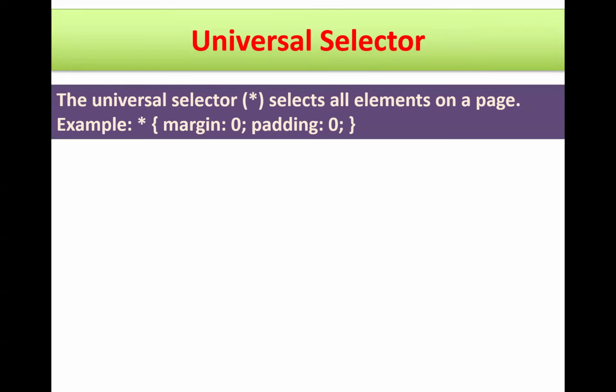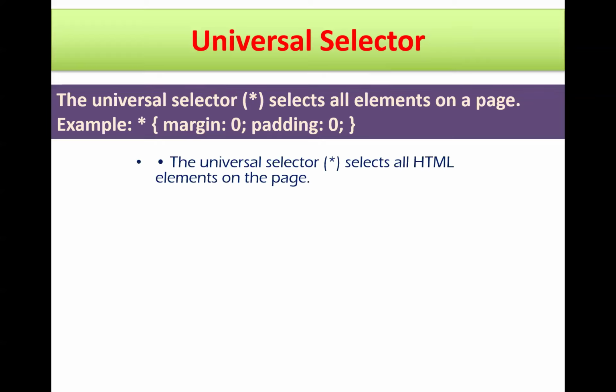Okay, next, the last one: the universal selector. Any idea about this one? No, sir. Okay, the universal selector starts with the star symbol and selects all elements on a page. For example, we use many tags in a web page: H1, H2, P, division. To select all of them with a single selector, we use the star. That is called the universal selector.